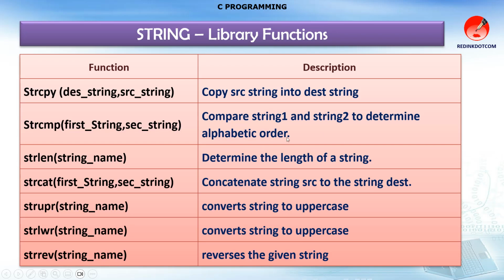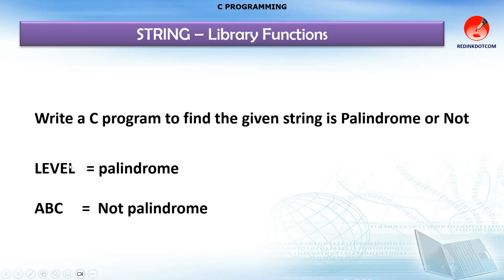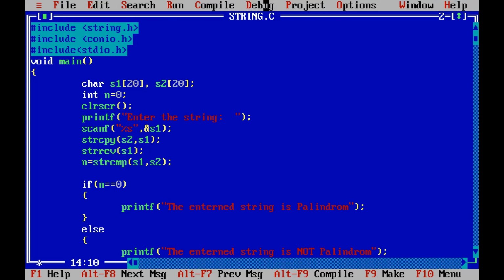Let's check one example program to demonstrate the string library functions: a program to find whether the given string is a palindrome or not. Palindrome means if we reverse the string, we get the same value. Let's see how to solve this problem using the string library functions. In this program, I create two different string variables s1 and s2. I get the string value from the keyboard and assign it to s1. Then I copy s1 into s2 using the string copy library function. So now s1 and s2 have the same value.